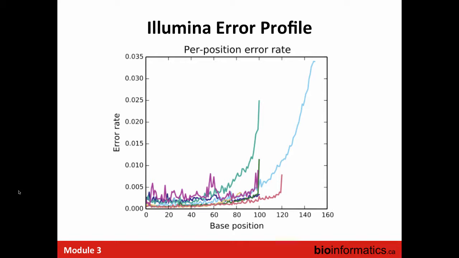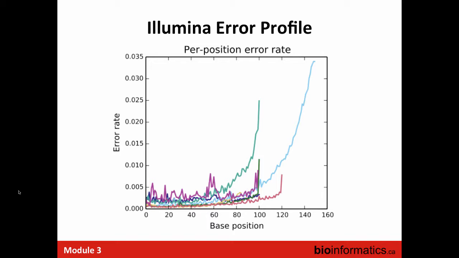So while the error rate's around 1 in 1,000 at the start of the read, it can be a few percent at the end of the read. And this will be reflected in the quality scores of your reads. It's also something you should be aware of when you're trying to, say, call SNPs, as the bases towards the end of the read aren't as reliable.